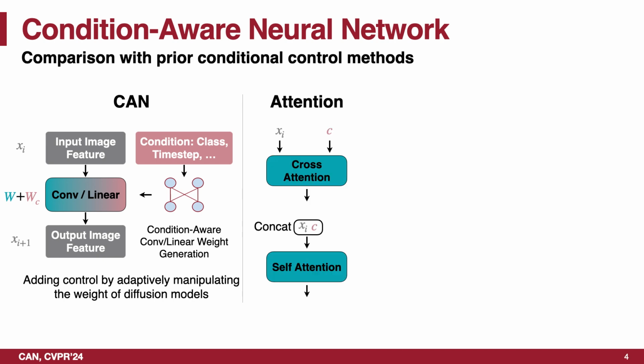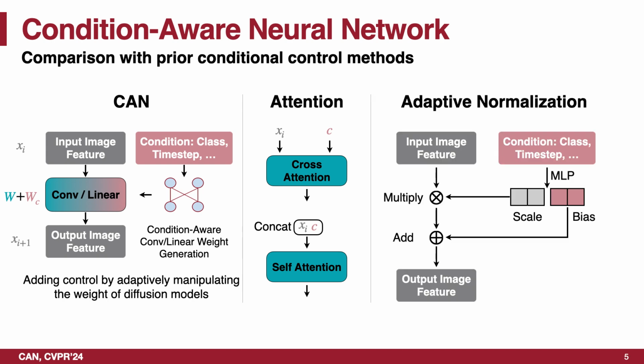Prior to CAN, there are two mainstream methods. The first is using attention. For example, we can use the cross attention with the image feature as the query and the condition feature as the key and value to fuse the feature. Alternatively, we can also directly concat image feature and the condition feature along the token dimension. Then we can use the self-attention for feature fusion. The second is adaptive normalization, which adaptively scales and shifts the image feature based on the condition embedding, which is a method used in diffusion transformer.